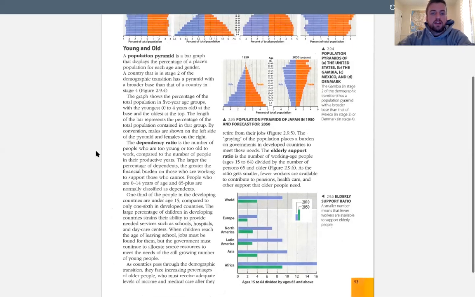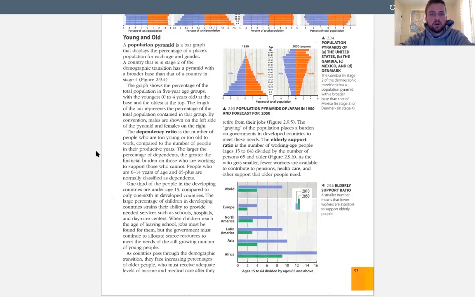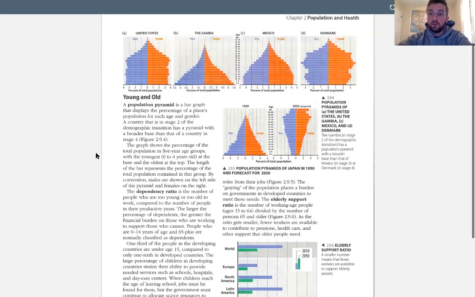Another important stat here, the dependency ratio. The dependency ratio is the number of people who are too young or too old to work compared to the number of people in their productive years. The larger the percentage of dependents, the greater the financial burden on those who are working to support those who cannot. People who are 0 to 14 years of age and 65 plus are normally classified as dependents. So if you're looking at a population pyramid and at the top there's not a lot of folks in that particular age range, that means the population isn't as old, so there is less support needed for the elderly.